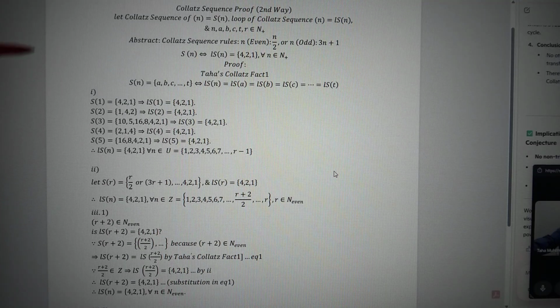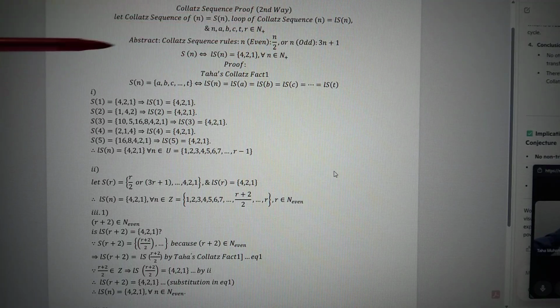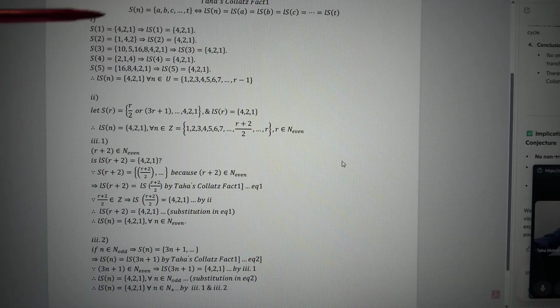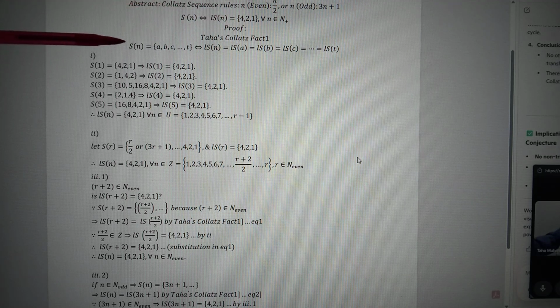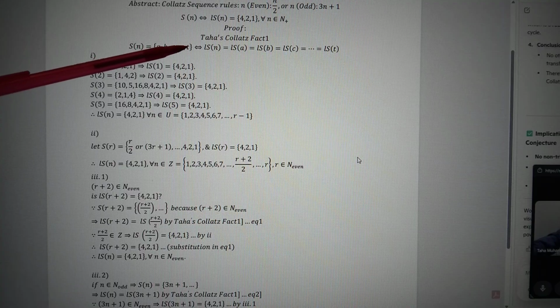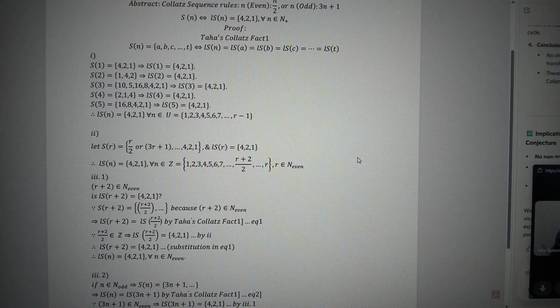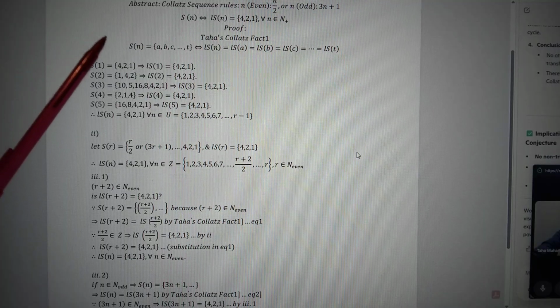How I started: the Collatz definition, you know the rule. Even, divide by 2; odd, multiply by 3 plus 1. But you have to know this fact. This is my copyright, Taha's Collatz fact 1. When you have a sequence and the elements are A, B, C until T, or no end, we don't know yet. But the important thing is, if it has a loop, then it has a stop.